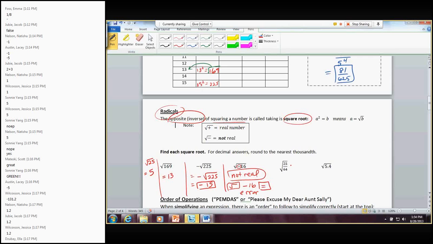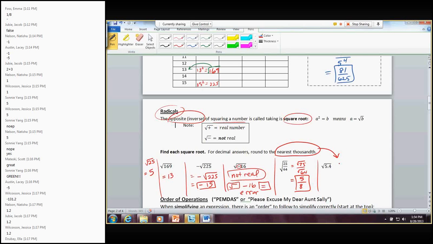Okay? Something like the next one is the square root of 25 over the square root of 64. Square root of 25 is 5. Square root of 64 is 8. This next one, you're definitely going to need a calculator. And it says for decimal answers, round to the nearest thousandth.